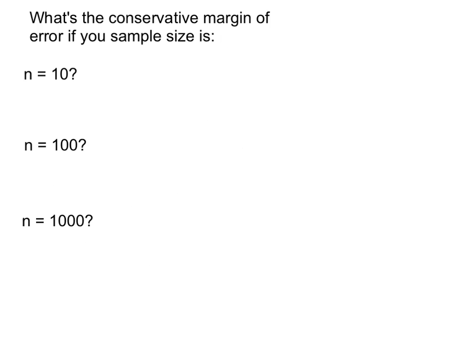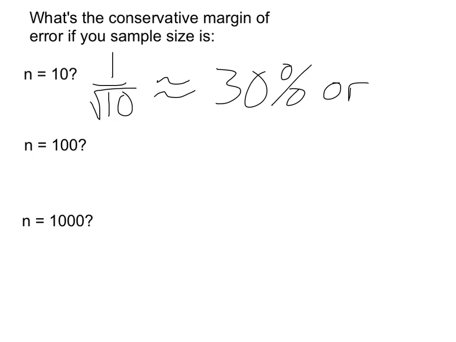What's the conservative margin of error if your sample size is 10? That's pretty easy. That's just 1 divided by the square root of 10. If you want to go through all that, that'll end up being around, let me erase this and use my approximate marks, around 30%. Or, if you want to be a stickler and really plug it in, it's about 0.3 something.